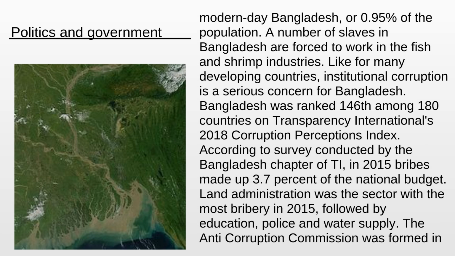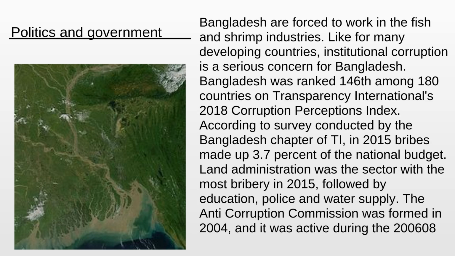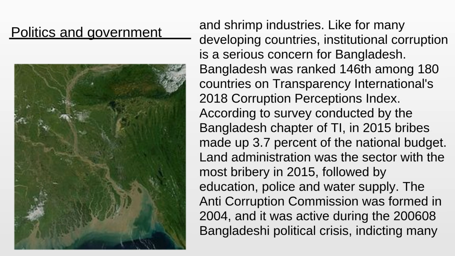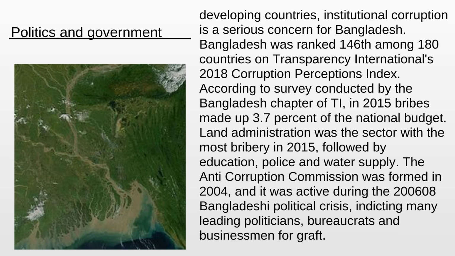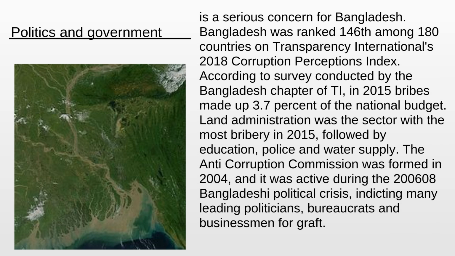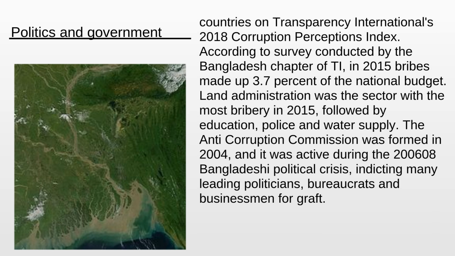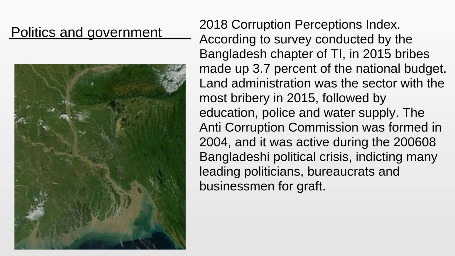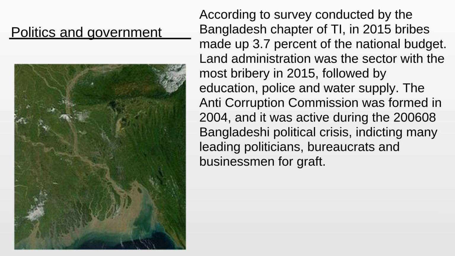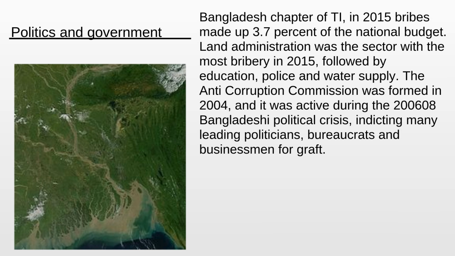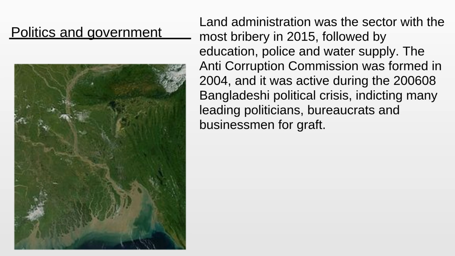Like for many developing countries, institutional corruption is a serious concern for Bangladesh. Bangladesh was ranked 146th among 180 countries on Transparency International's 2018 Corruption Perceptions Index. According to a survey conducted by the Bangladesh chapter of TI, in 2015 bribes made up 3.7% of the national budget. Land administration was the sector with the most bribery in 2015, followed by education, police, and water supply.